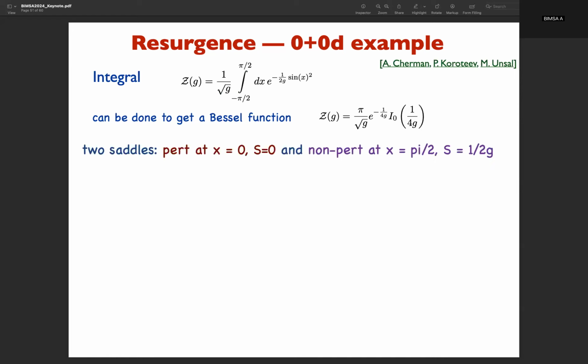Now let's think about this as a quantum field theory. It has two saddles, 2 critical points. One is the perturbative one at x equals 0, where the action vanishes. When we do the minimal action principle, we actually do an extremal action principle, so there'll be a minimum and a maximum. This will be the minimum, this will be the maximum, so S will be equal to 1/2G at x equals pi half.